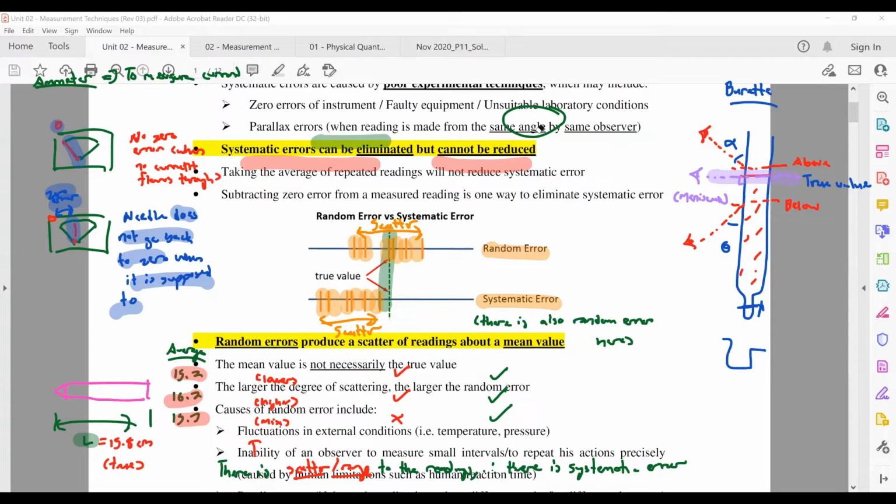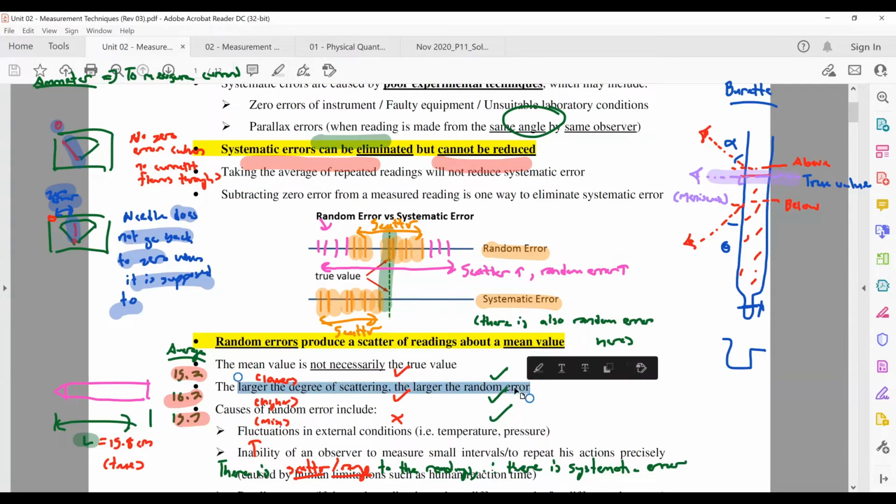If your scatter increases, for example, all the way to here where your readings stretch further, then your scatter has increased, so your random error has increased because the scatter has increased. That is what we mean by the larger the degree of scattering of your readings, the larger your random error.